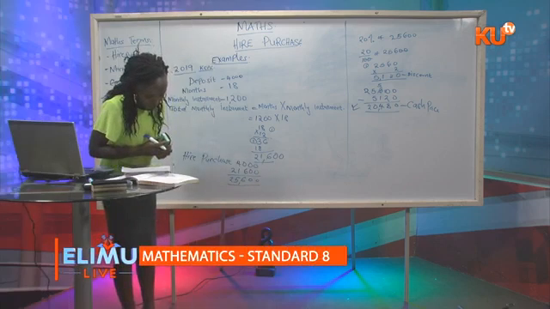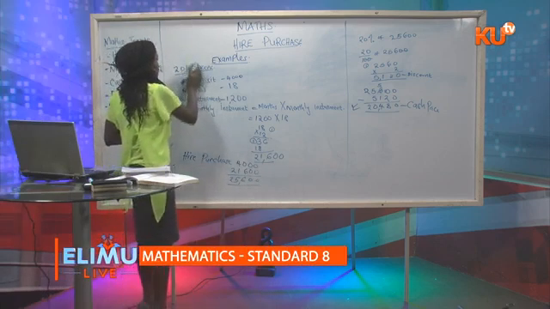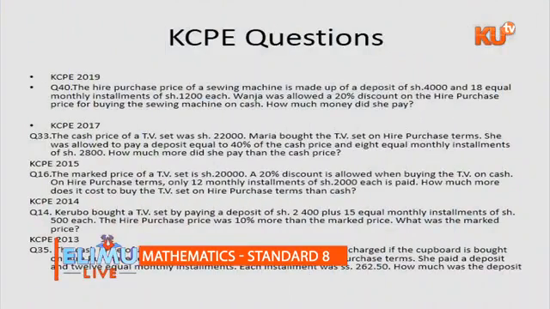So we look at another question. Question number 4 for year 2017, KCP 2017 now. Very fast. Let's look at another example. The question was, the cash price of a TV set was 22,000 shillings. Maria bought the TV on hire purchase terms. She was allowed to pay a deposit equal to 40% of the cash price and 8 equal monthly installments of 2,800. How much more did she pay than the cash price?